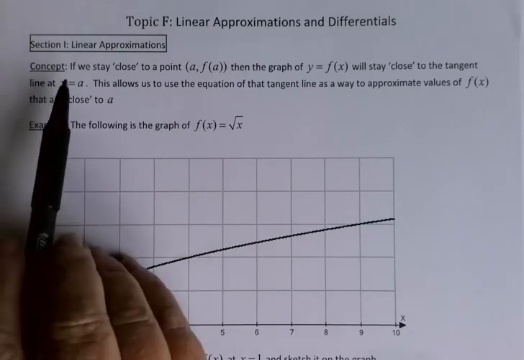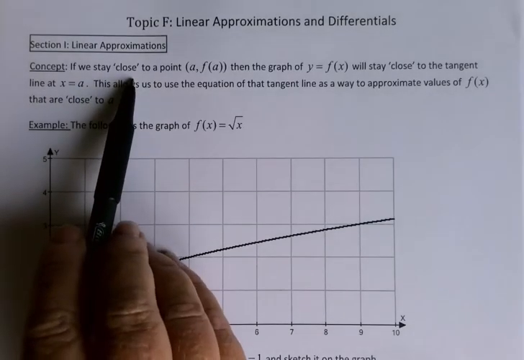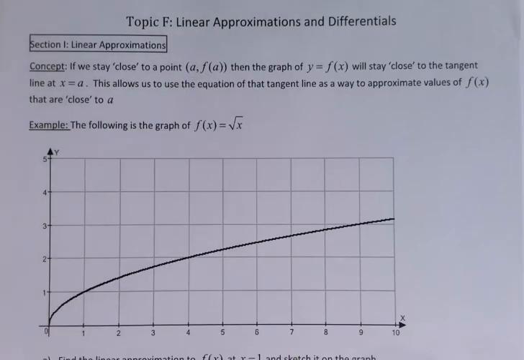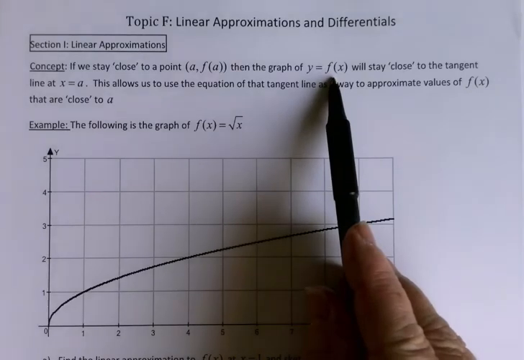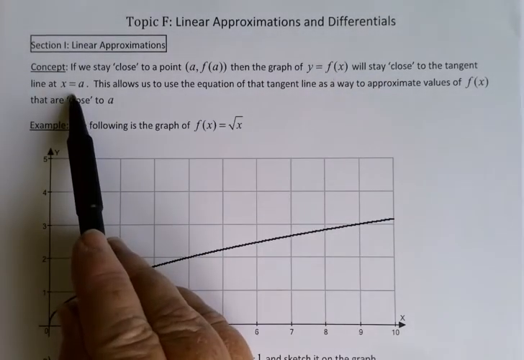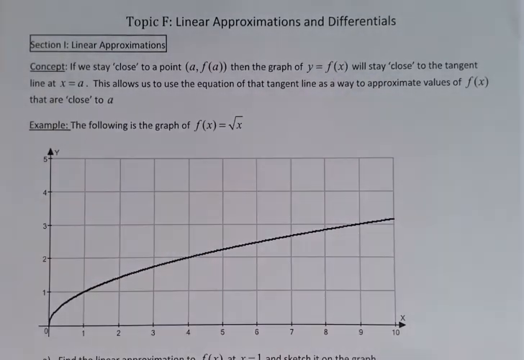Here's the concept. If we stay close to a point, a, f of a on our graph, then the graph y equals f of x is going to stay close to the tangent line at x equals a, if we stay sufficiently close again to the original point. This is going to allow us now to use the equation of that tangent line as a way to approximate the values of f of x itself, again for x values that are close to a.